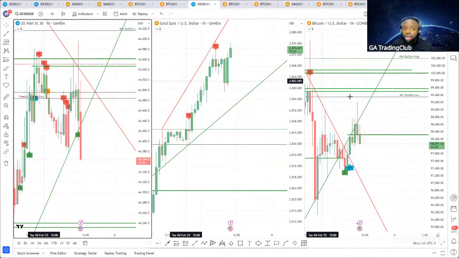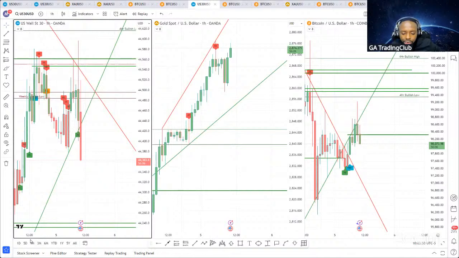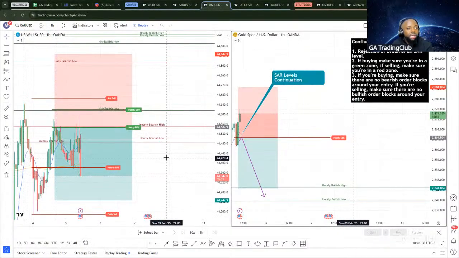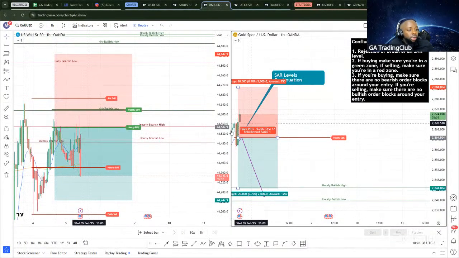So what we'll do, I'll just go back to the other screen, the one that has those gold and US 30 trades, and then we'll just analyze them. And if you guys have any questions, you can ask. But other than that, that will be it for the live session. So you can see these trades.